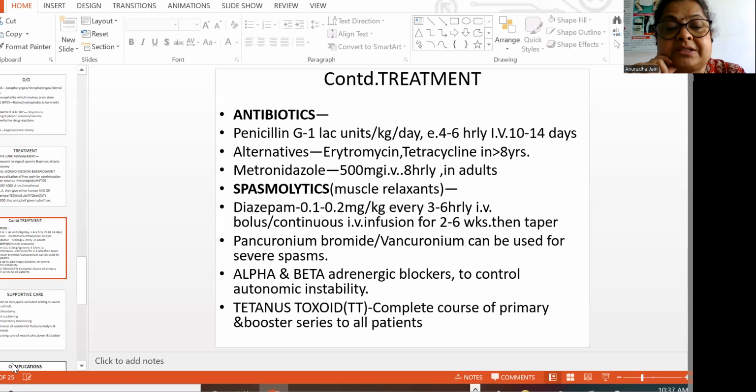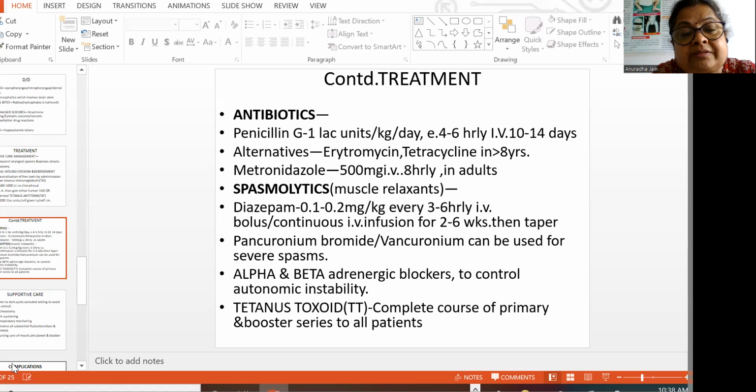The second is the antibiotics. What antibiotics will you give? First choice is penicillin G, 1 lakh units per kg per day, every 4 to 6 hours, intravenous, for 10 to 14 days. The alternatives are erythromycin, or tetracycline in children more than 8 years. Then metronidazole, 500 milligram intravenously every 8 hours in adults. As you know, these are anaerobic infections, and metronidazole helps to kill them.